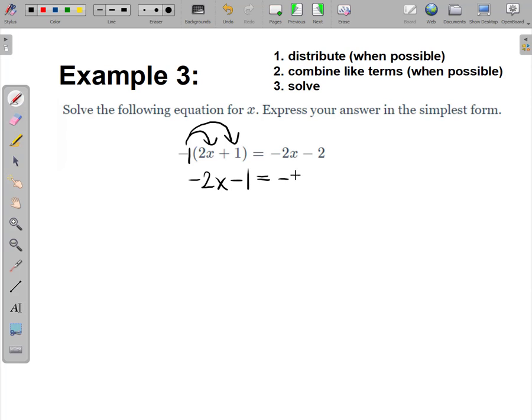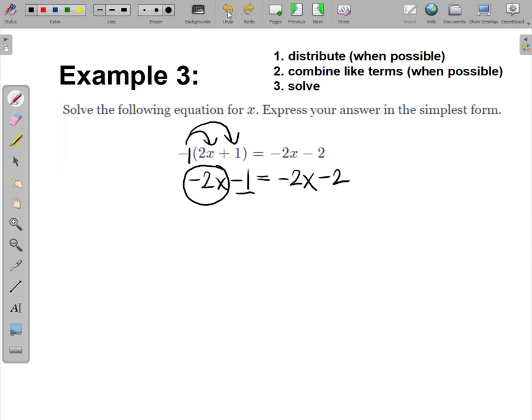Bring down the equal and then bring down the right side of the equation. Just bring everything else down. So now I have -2x minus 1 is equal to -2x minus 2. Again, I would like to combine, but on the left I can't combine variables and constants. And on the right side I cannot combine variables and constants. They just don't go together. So although I try to combine like terms, it's not possible here, so I'll go to step number 3, which is solve.